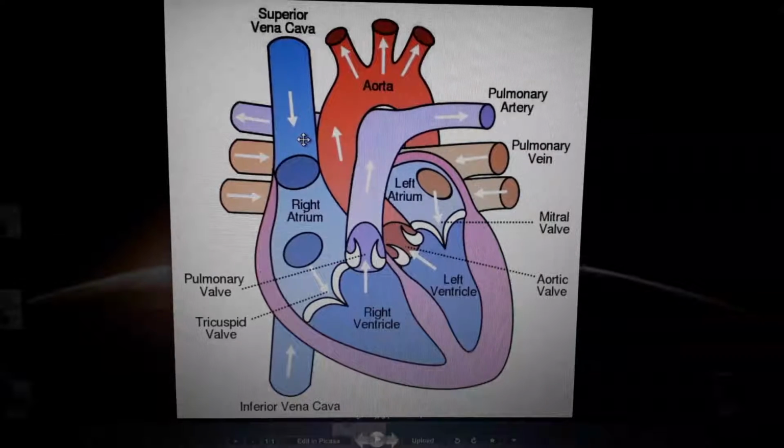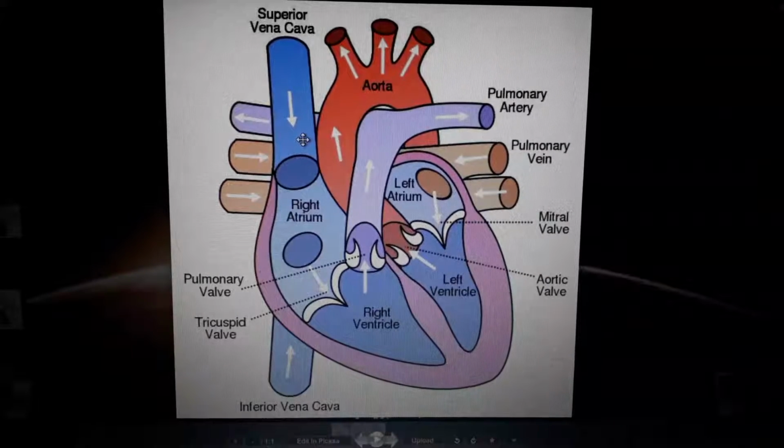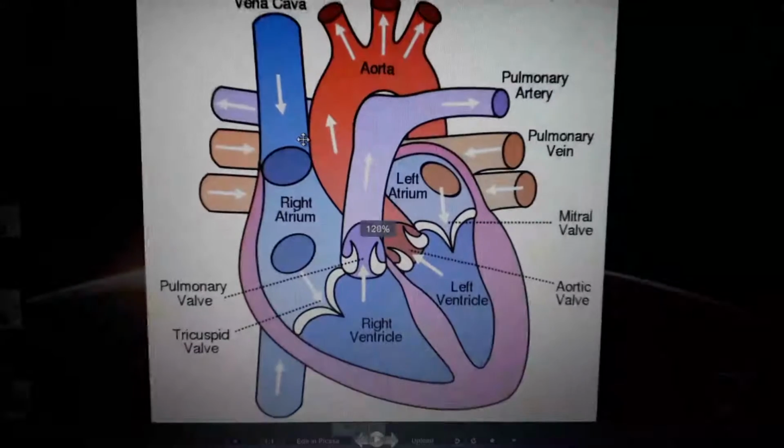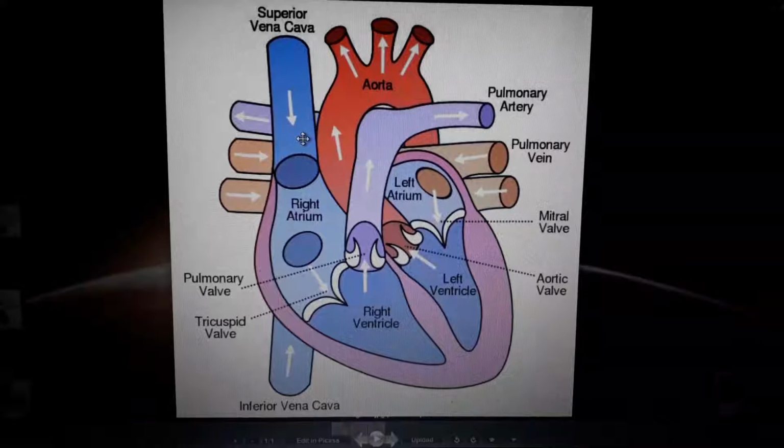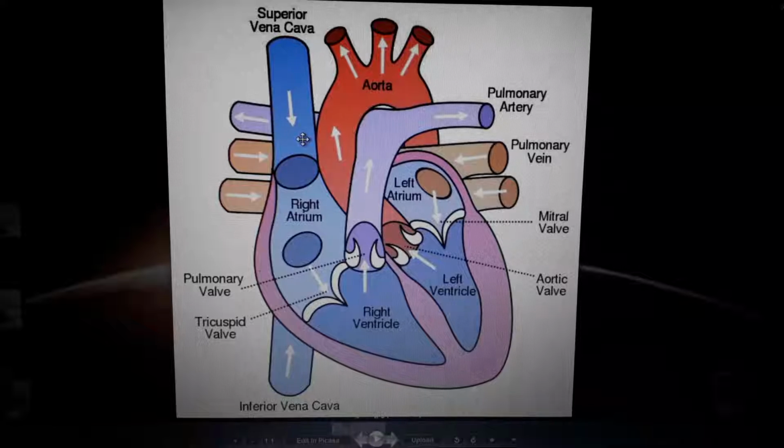So today our subject will be about transportation in humans and also in plants. The diagram you are seeing right now in front of your eyes is a diagrammatic representation of our human heart. Most of you already studied at least something about the heart in the previous classes.